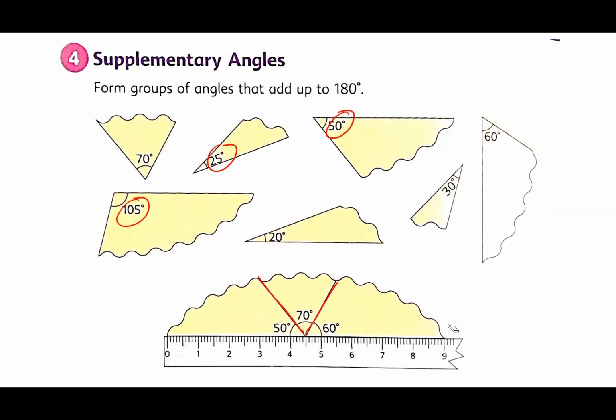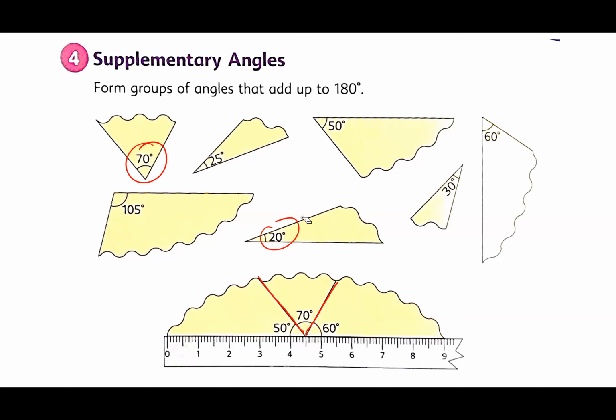Let's see if we can get one more group that adds up to 180. Can you guys find more angles that add up to 180 up here? Another combination? Elin? 60, 50, and 70. Nice. Is there yet another combination? Mateo? 60, 30, 20. Nice job. Are there any more? I think that's it.